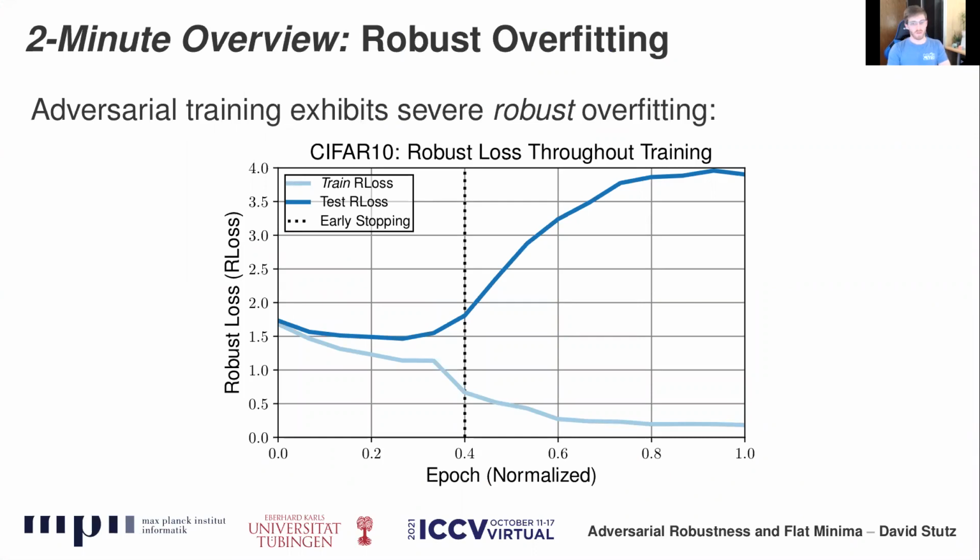We consider robustness against adversarial examples of various adversarial training variants. Training on adversarial examples has recently been shown to be very effective in improving robustness. However, adversarial training is prone to robust overfitting, as shown here. While cross-entropy loss on adversarial examples during training in light blue reduces continuously, the robust loss on test examples in dark blue actually increases after roughly 60 epochs or 40% of training.